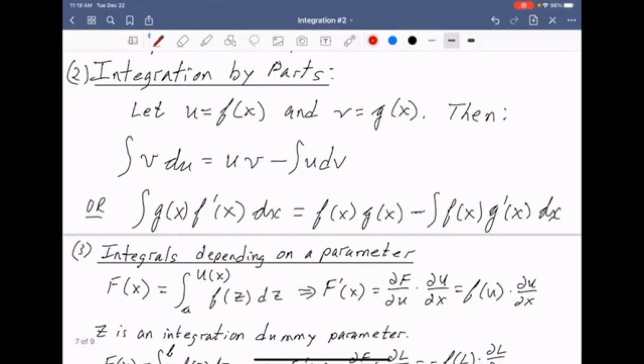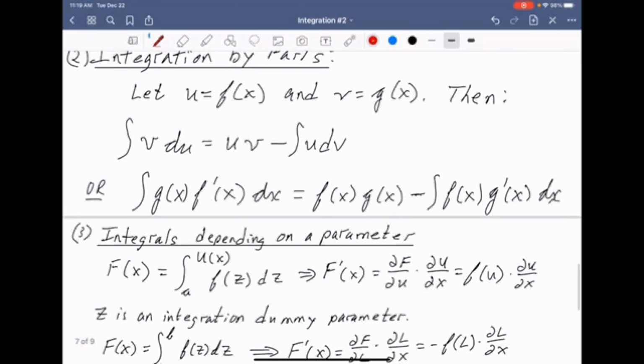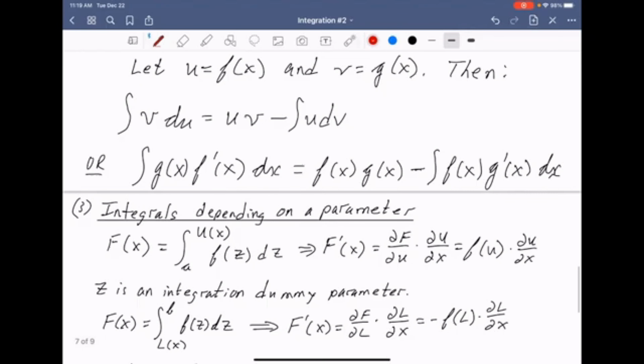The second is integration by parts. Let's let u equals f of x and v equals g of x. Then the integral of v du is equal to uv minus the integral of u dv. Or, in other words, the integral of g of x times f prime of x dx is equal to f of x times g of x minus the integral of f of x times the first derivative of g of x.